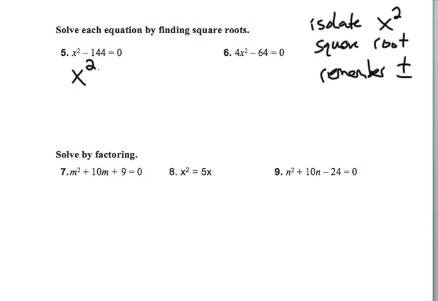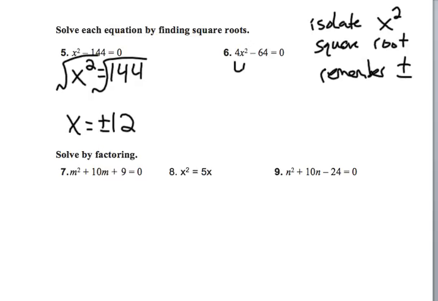So I'm going to follow that process. I'm going to add the 144 over, then I'm going to square root it. Square root of 144 is 12. Then, of course, I need to remember the plus or minus.